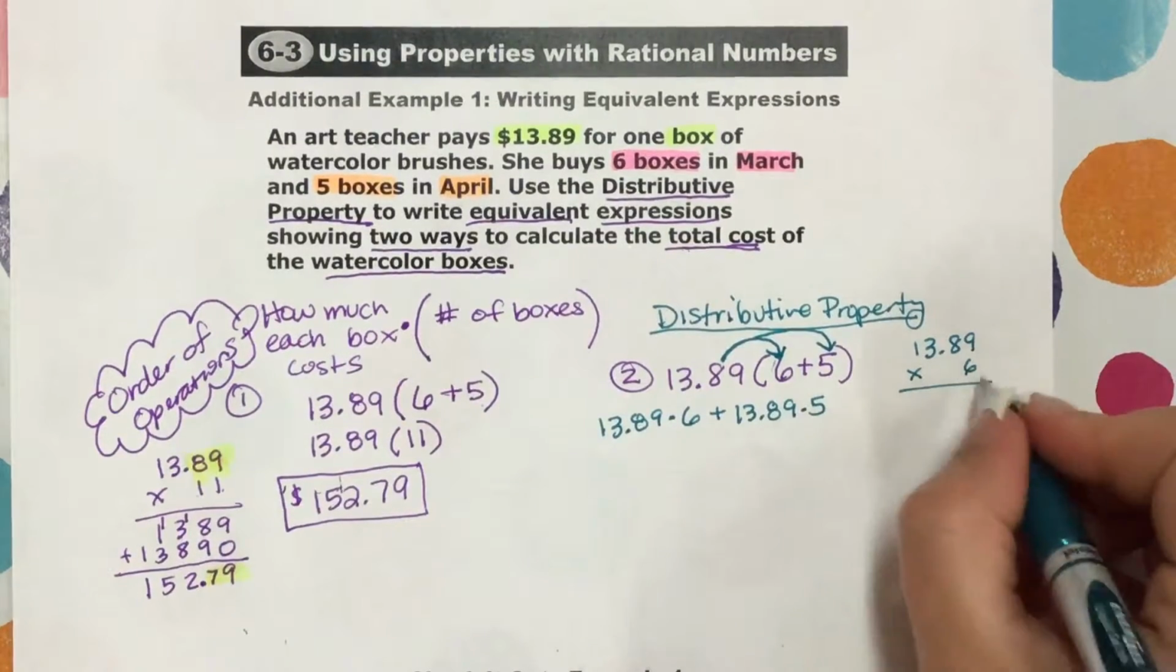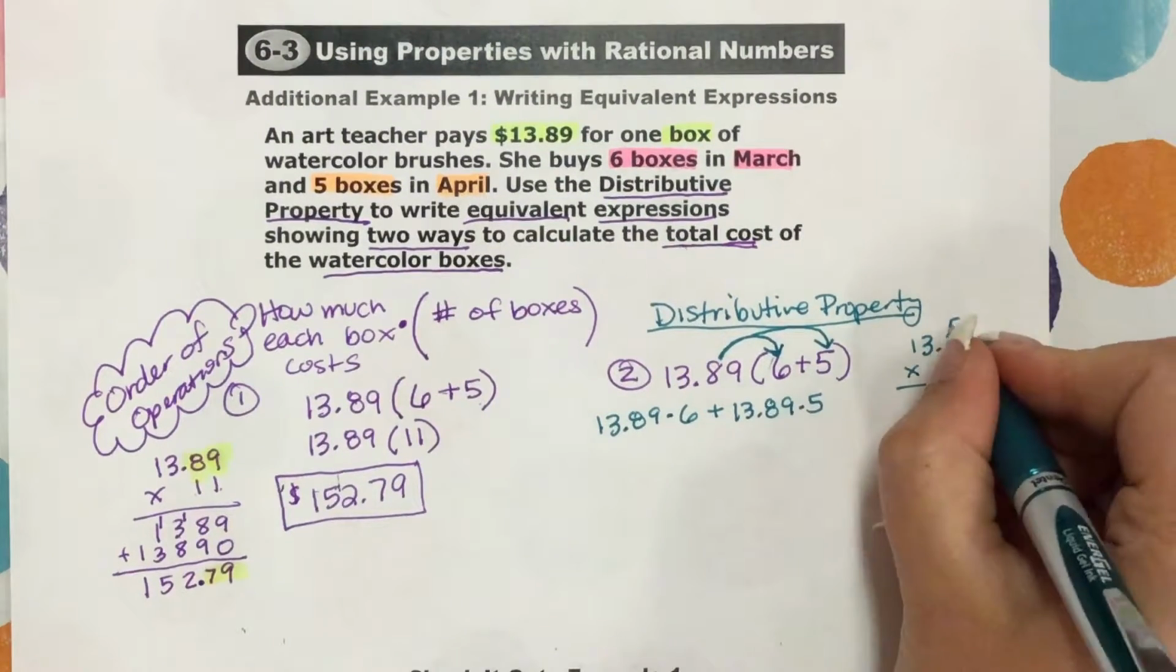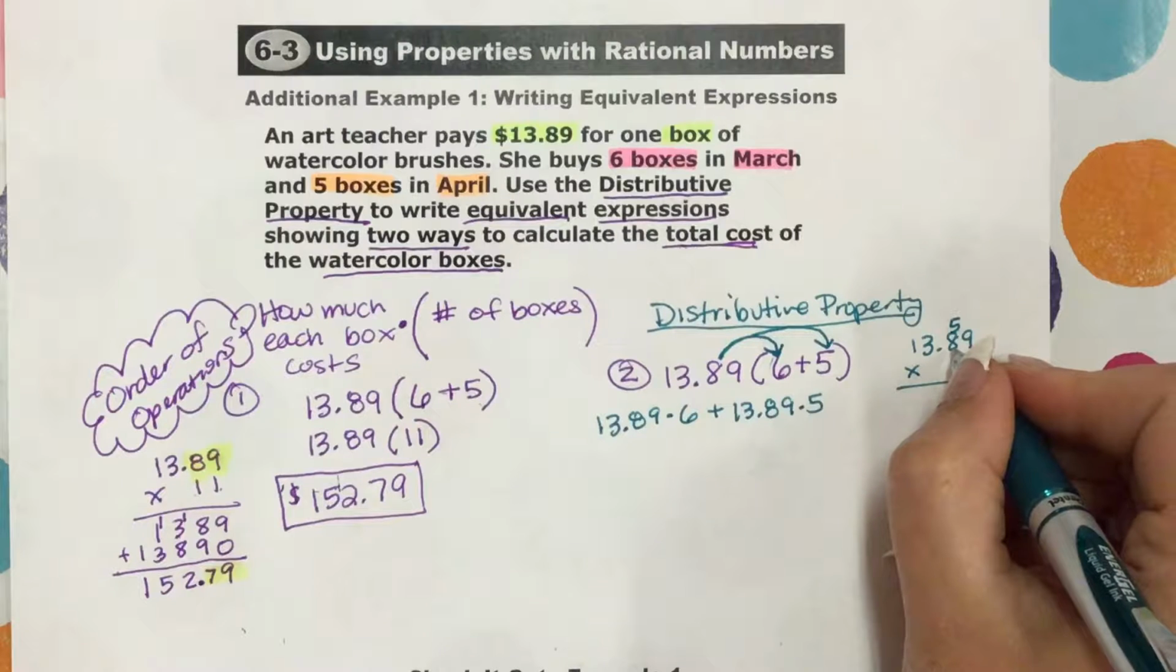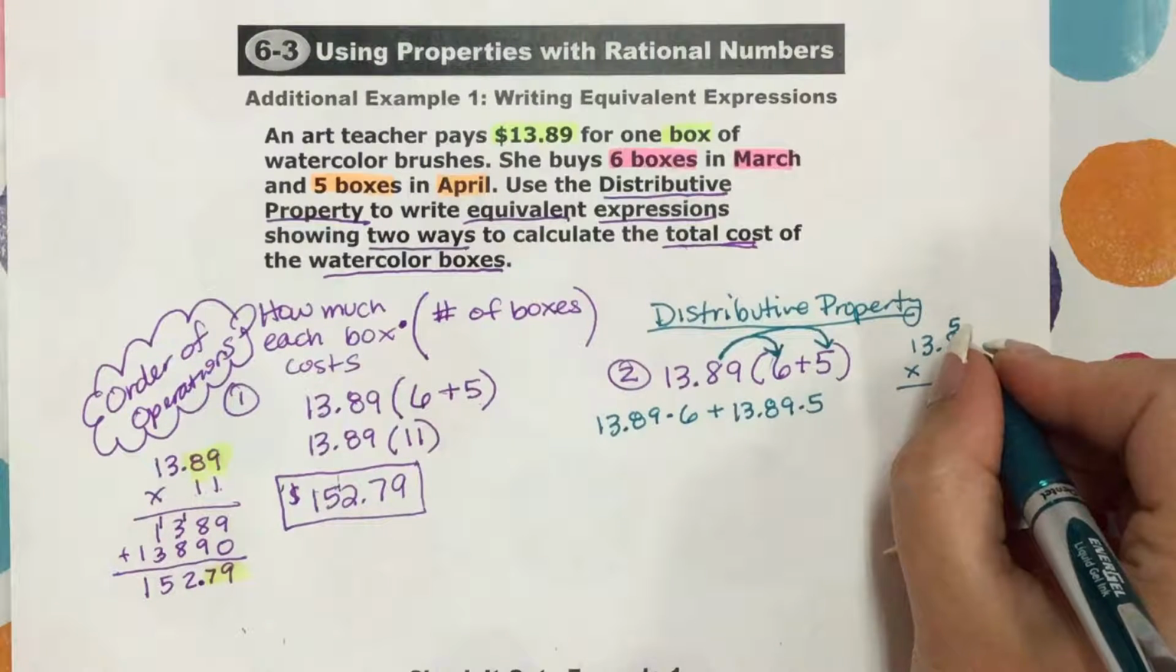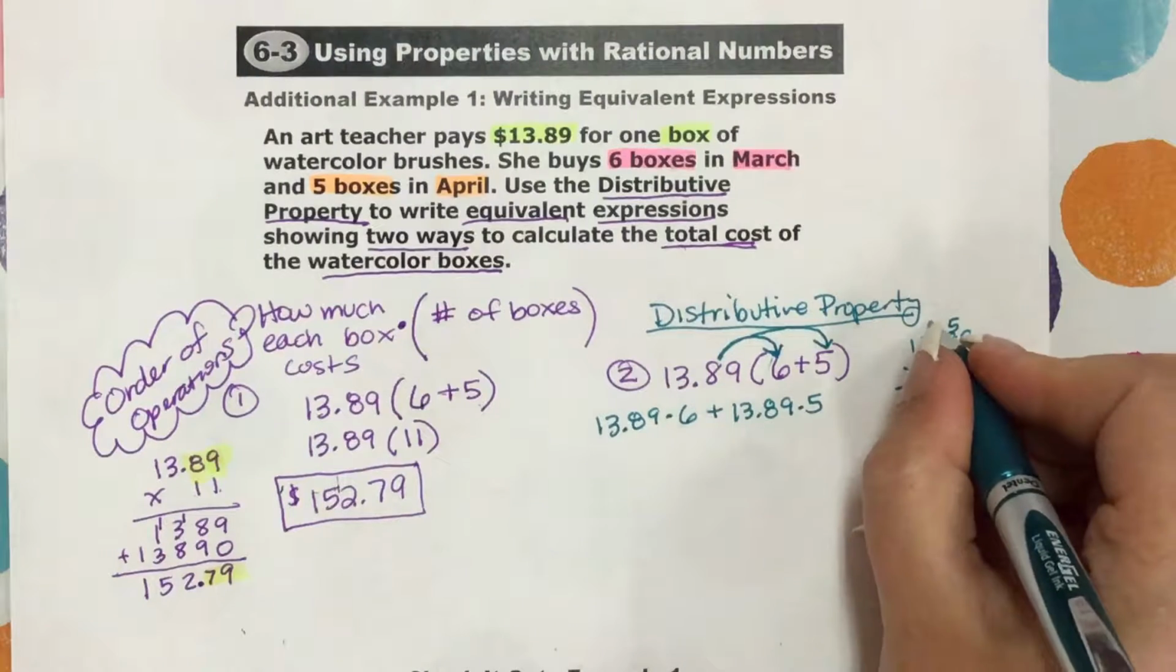Okay, 6 times 9 is 54. Write the 4, carry the 5. 6 times 8 is 48. Plus 5 would be 53. Write the 3, carry the 5.